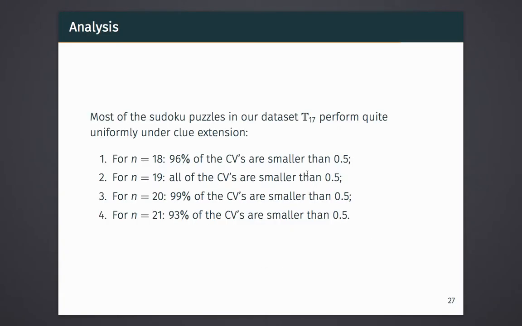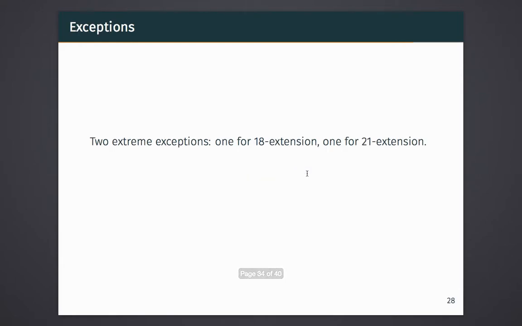We see that most of the Sudoku puzzles in our dataset perform actually quite uniformly under clue extension. In fact, over 90% of the CVs are smaller than half, which means that they are quite close to the mean. However, there are some exceptions, especially 2 extreme exceptions. One in the case of 18 extensions and another 21 extension.